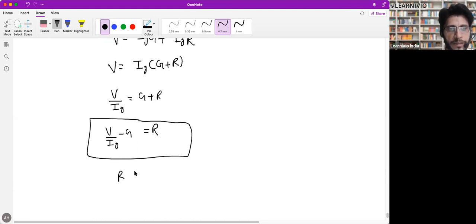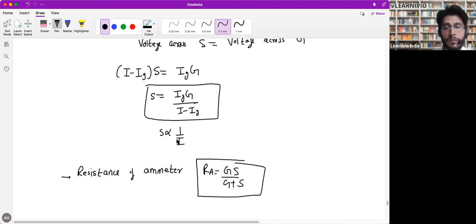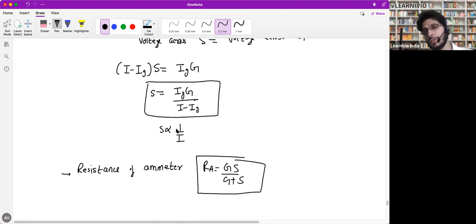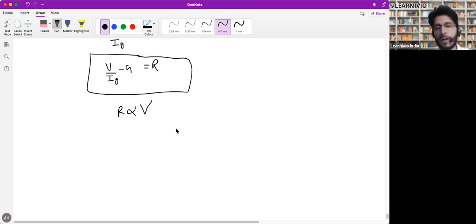So see, R is directly proportional to V. So if you want to increase the range of the voltmeter, then you will increase the value of the additional resistor that you are connecting. But for ammeter, they were inversely proportional. To increase range, you will decrease the value of shunt resistance, but in voltmeter, you will increase the value.